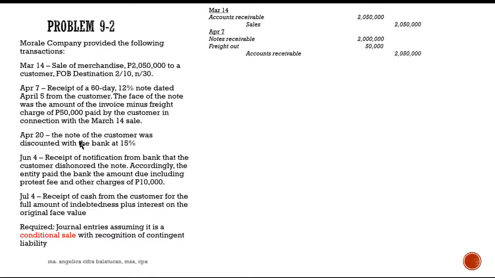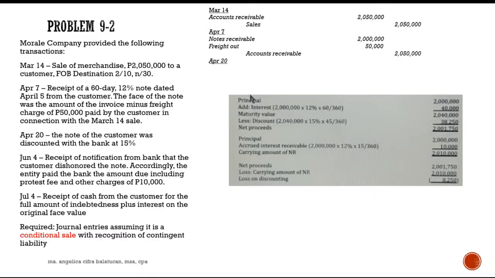On April 20, the note of the customer was discounted. So what will be the entry? So first, we need to get the net proceeds. So the proceeds is equivalent to the maturity value minus the discount. And the maturity value is equivalent to principal plus interest. So the interest is based on 60 days because the duration of the note is 60 days. So the total interest for 60 days or 2 months would be 40,000. So the maturity value is 2,040,000 and the discount is based on 2,040,000.